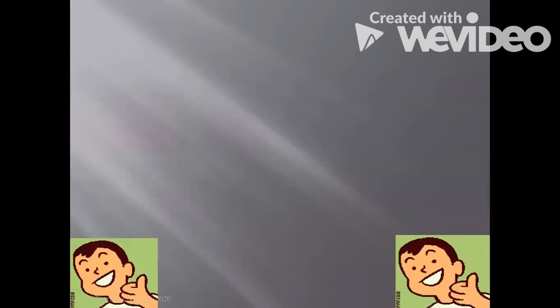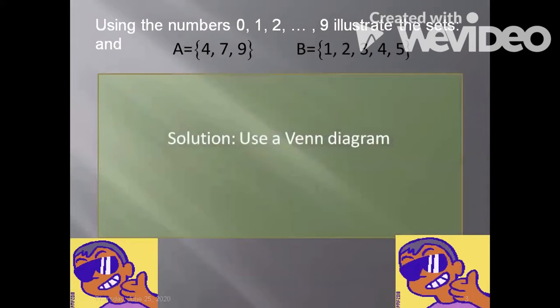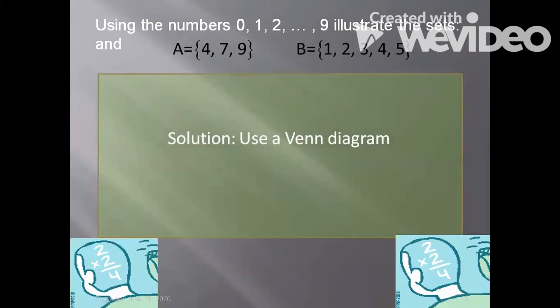We'll look at Venn diagrams. Alright, so let's look at this question here. We have two sets, A and B. A is 4, 7, and 9. B is 1, 2, 3, 4, and 5. We want to represent these two sets on a Venn diagram.